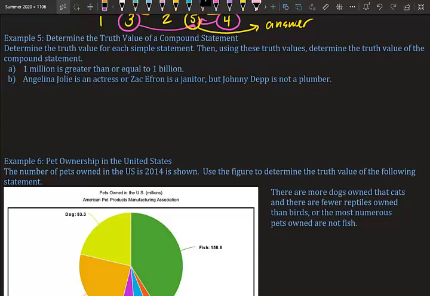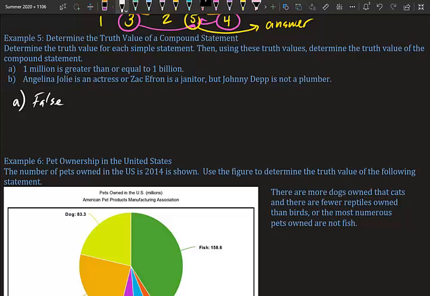So we don't even need to put this into symbols. Is 1 million greater than or equal to 1 billion? Yes, it is. Oh, excuse me, no. I'm looking at negations in my head. It is not. 1 million is not greater than 1 billion. It's less than, so it's false. So you see how sometimes you don't even need to use truth tables or symbols. You can just figure it out by your basic knowledge.